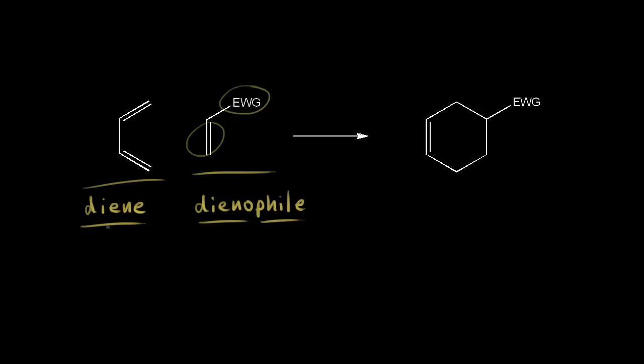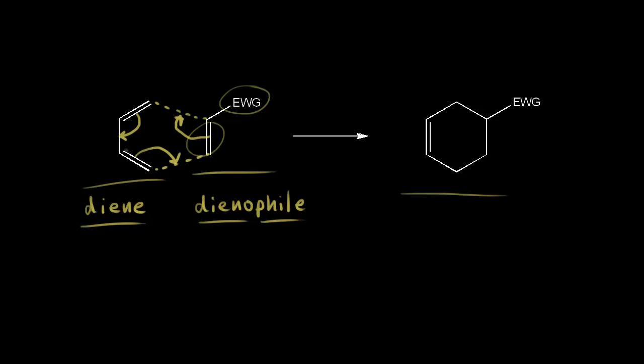If we think about electron density flowing from the diene to the dienophile, we could start with these pi electrons moving into here. So we form a bond between these two carbons. Next, these pi electrons would move into here to form a bond between these two carbons. And then finally, these pi electrons would move over to here. So think about all of those 6 pi electrons moving at the same time. And that would give us our product on the right over here, which is a cyclohexene ring.